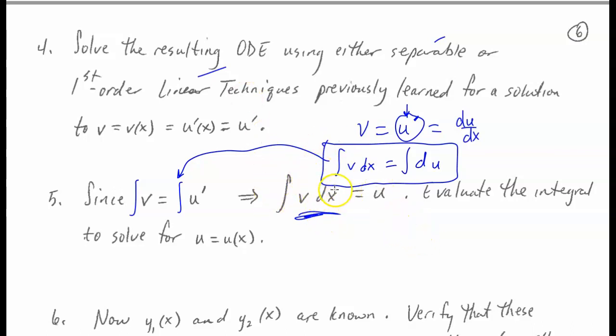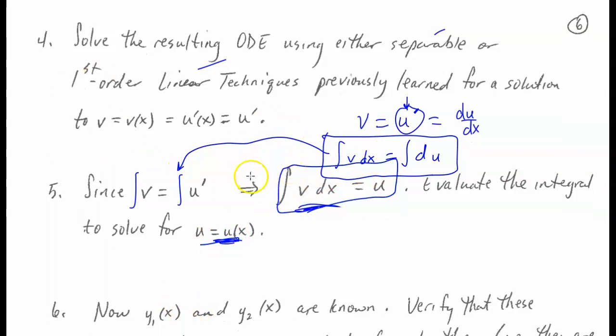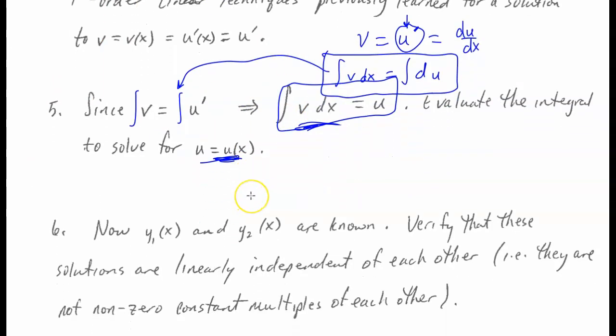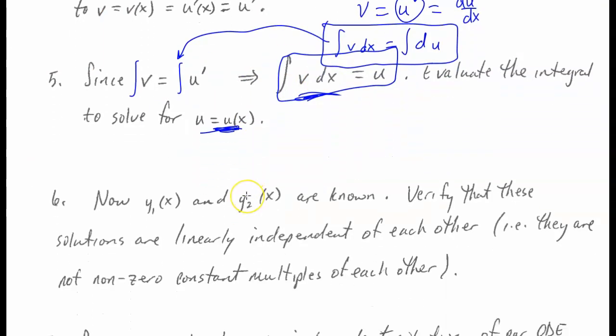And so remember, the goal here is to find out what U of X actually is. And so this last step here is going to help us to be able to do that. So at this point, the reduction of order process is technically over, okay? Because we found what that other function is.